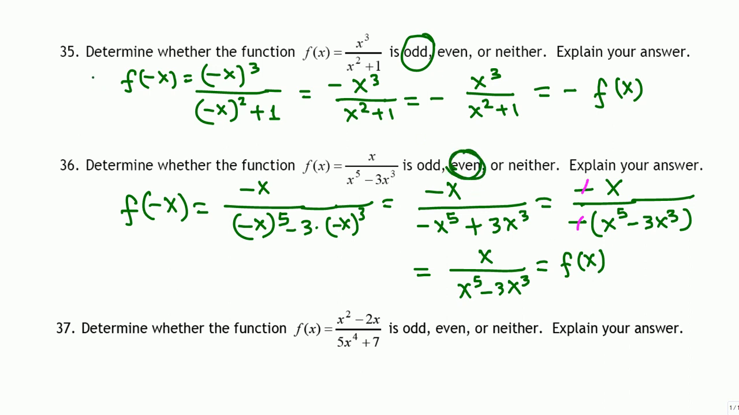In the previous question we found replacing x by negative x produced the negative of the original function. That means odd. If we have something else, then it will be neither.